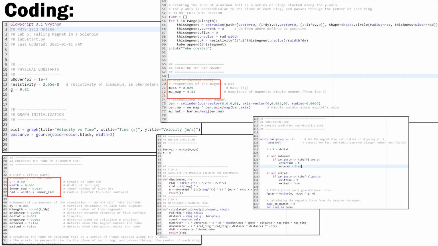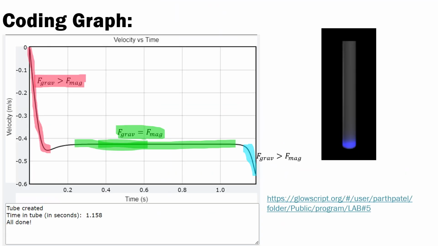So for the coding, I didn't change much. I literally just plugged in the constants here and here, and then ran the code. And these other things were just constants that I kept in the code from the base starter code. You can see from the graph that the time was actually only 1.158 seconds, a little bit less than what I had. And then you can see from the graph where the gravity is greater on this side, and when it's in the tube, it's actually equal. And then when it exits the tube, the force of gravity is again increased.